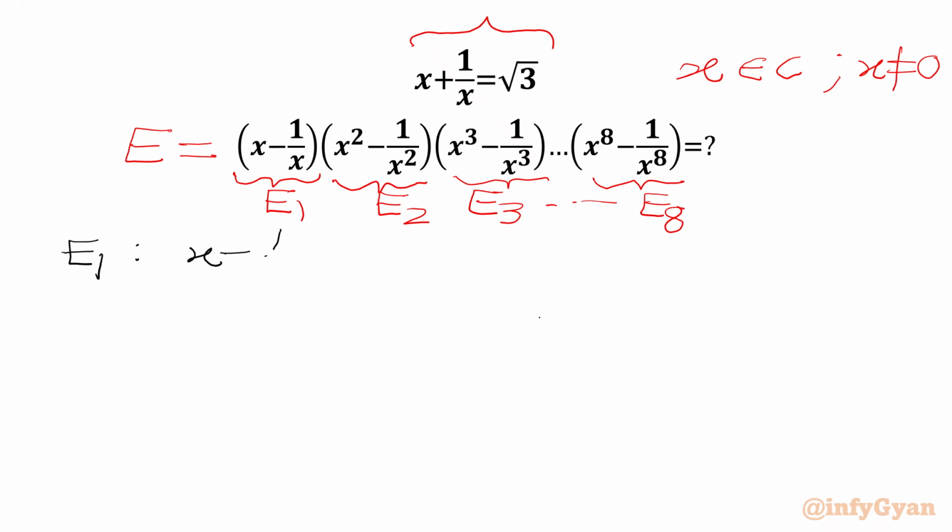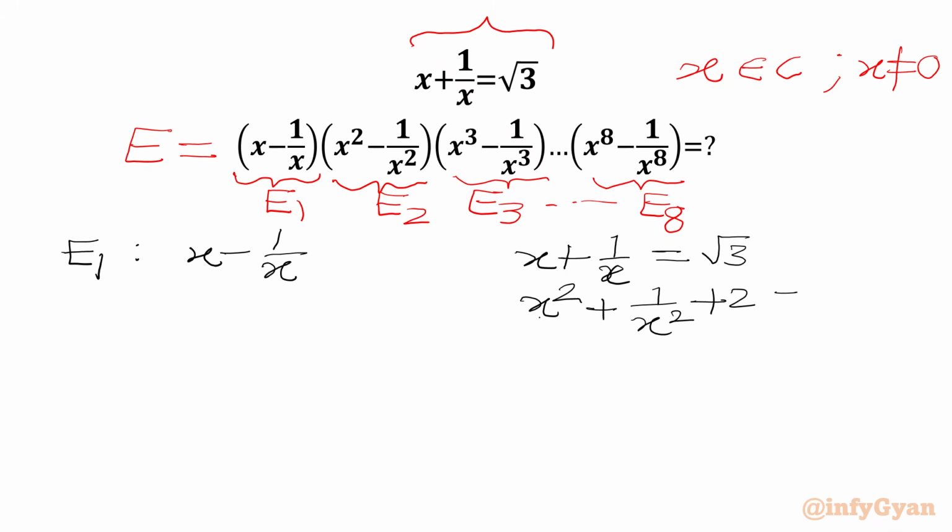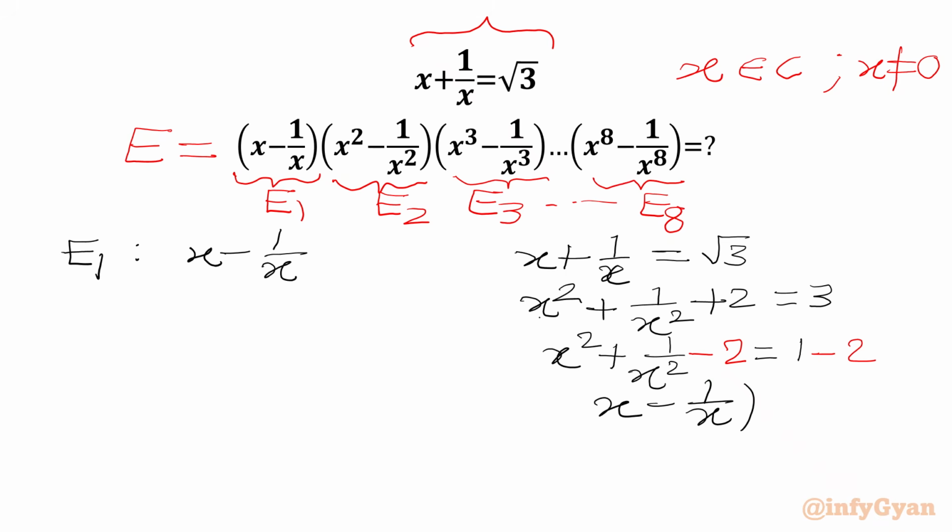We have to find x minus 1 over x. We'll write our equation x plus 1 over x equal to square root 3. After squaring both sides, we will write x square plus 1 over x square plus 2 equal to root 3 square, which is 3. Now we will subtract 2 from both sides. So x square plus 1 over x square would be equal to 3 minus 2, which is 1. Now to find x minus 1 over x, we need to subtract 2 from both sides. Now LHS will give us x minus 1 over x whole square, and RHS is negative 1.